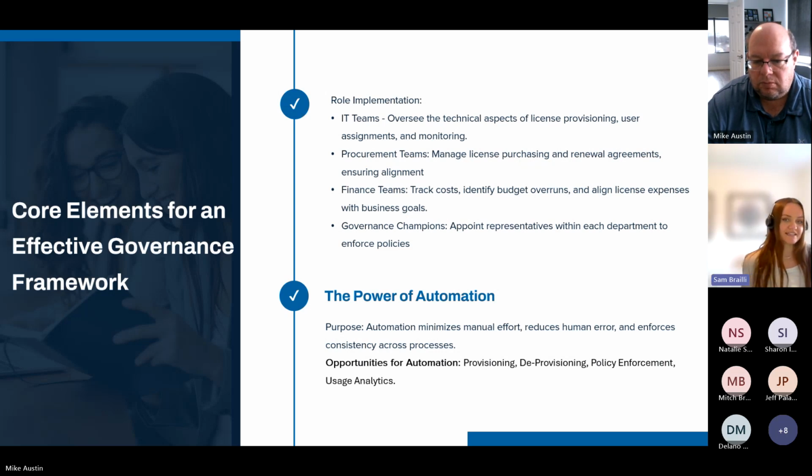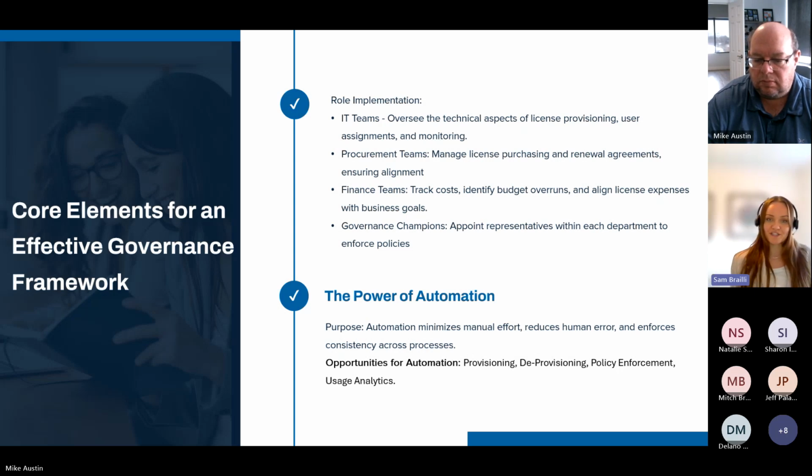Manual processes, as I'm sure we're all aware, can be time consuming and also error prone. But automation helps us simplify and streamline our license management tasks. So where does automation have the biggest impact? First of all, we've got provisioning. This means that we could automatically assign licenses during the onboarding process based on some preset rules. We've also got deprovisioning, so you could use automated workflows to recover licenses from accounts that are no longer active.